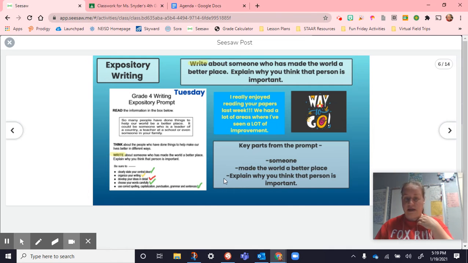So just a reminder, the key parts from this prompt: it says someone. So we're picking one person that's made the world a better place, and we're explaining why we think that person is important. I kind of had two different groups. I had a good chunk that wrote a rock solid, good 3-4 scored paper last week. I don't have a lot of suggestions. You've got it. It looks good.